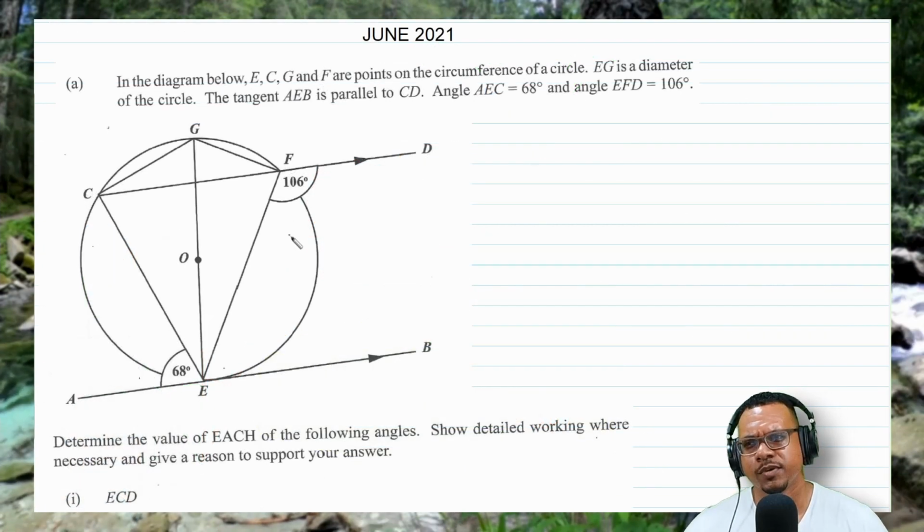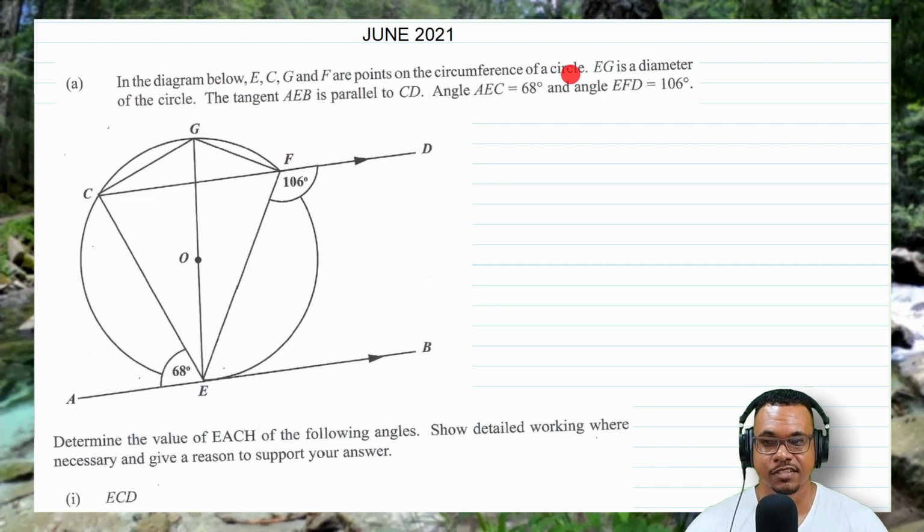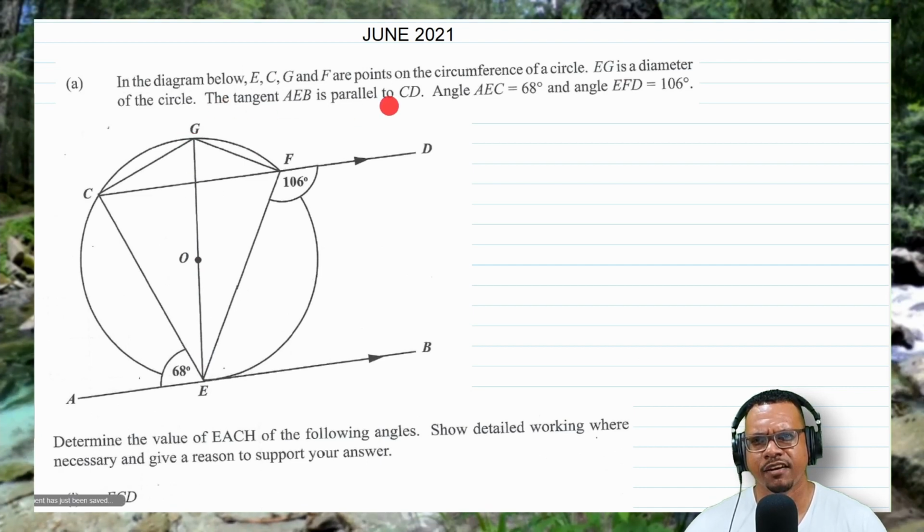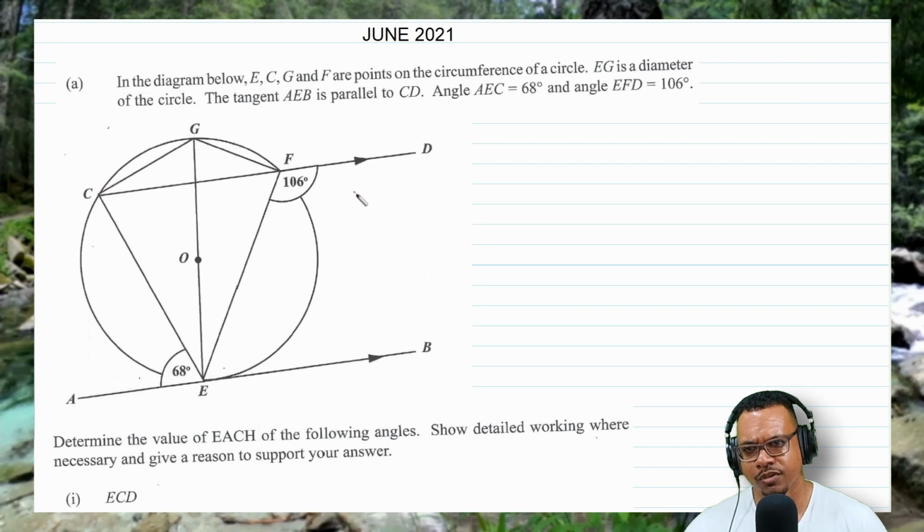All right, so moving on to question 9 for June 2021, we have part A in the diagram below. E, C, G, and F are points on the circumference of a circle. EG is the diameter of the circle, so that's E to G here, past the center, that's the diameter. The tangent AEB is parallel to CD. So this is the CD here, and this is the AEB. So these two lines are parallel. You can see the arrow on both of them, suggesting that these two lines are parallel.